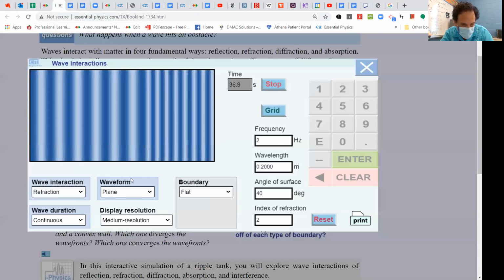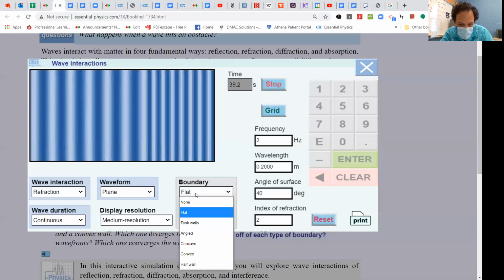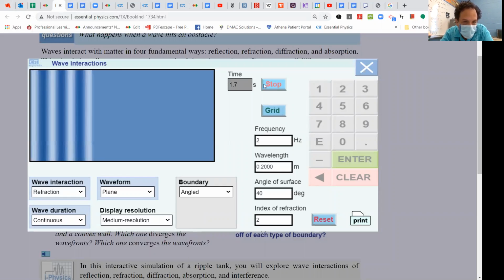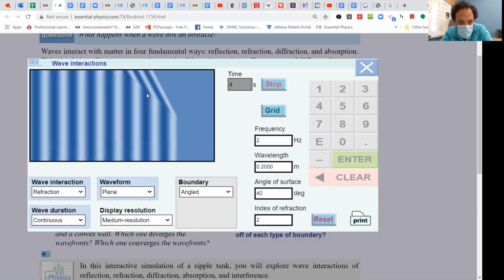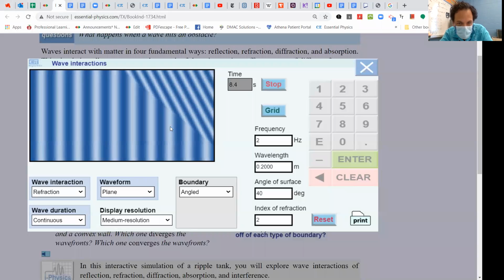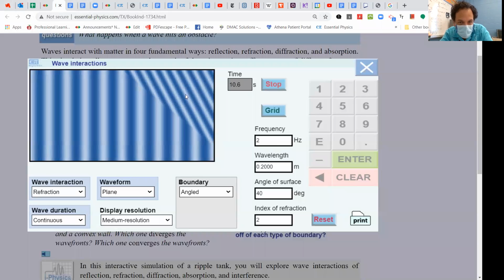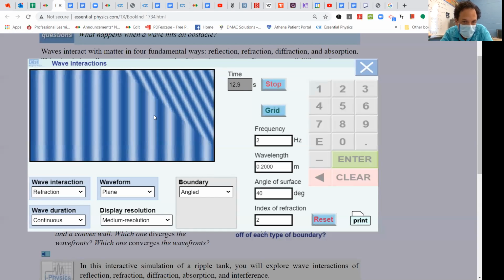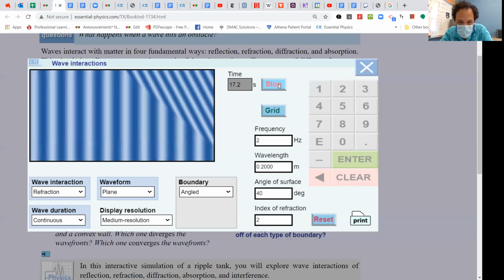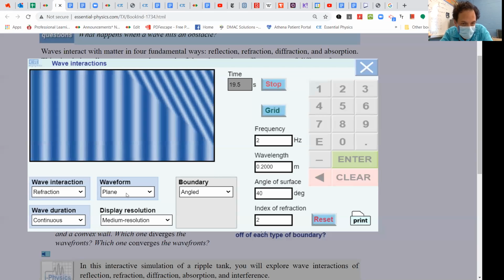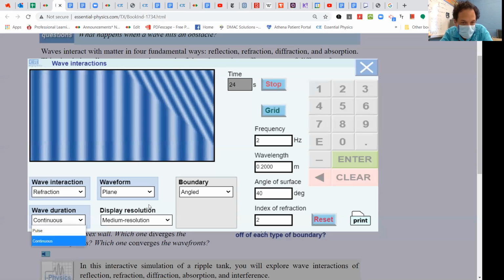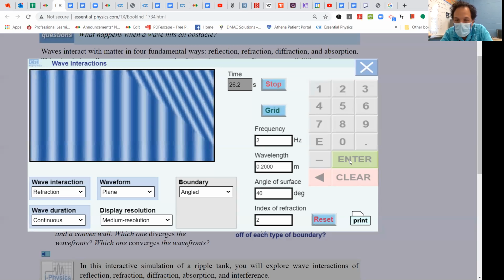And let's look at the angled wall. What happens then? Angled. So you have the waves coming, they hit an angled wall, and they're changing the direction and speed. Wave interaction, plane, circular. But yeah, that's it.